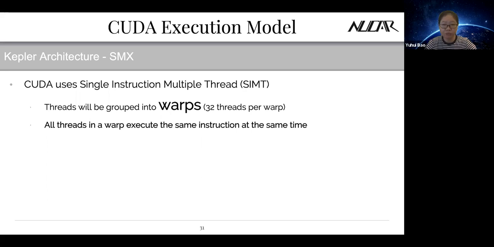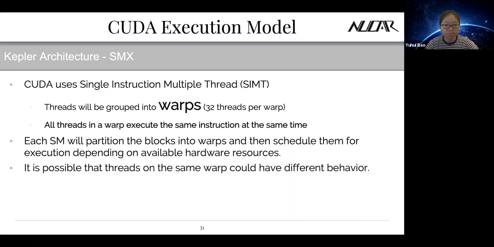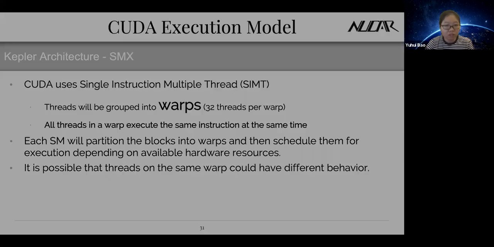Those 32 threads will execute the same instruction. Each SM will partition the blocks into warps and schedule them for execution. Yes, it is possible that threads in the same warp could have different behavior.